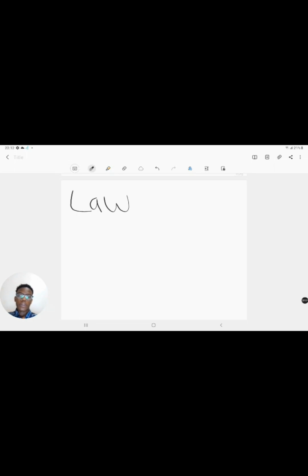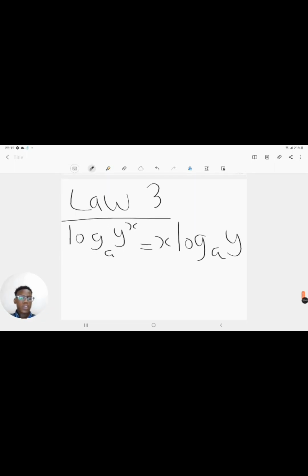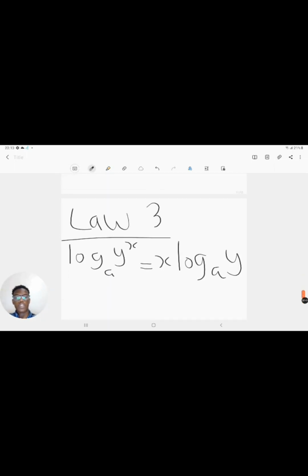Law number 3. Now, law number 3 says, okay, let's just write it down here. They say log of a y to the x is equal to x log base a to the y. Okay, so I know it seems difficult because I'm copying it down, but it's not difficult at all.